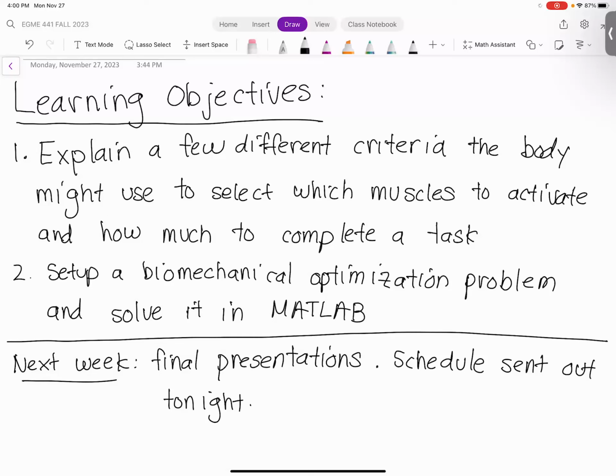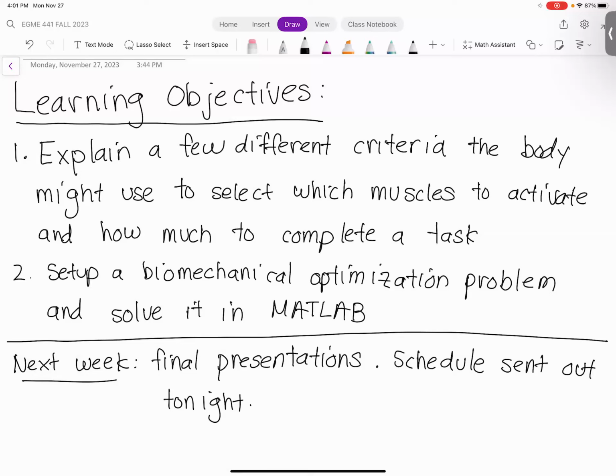We are in the very late stages of the class, and I have one more topic that I want to go over, which is muscle force optimization. That's all I have planned for this week. I have one example that we're going to do today, and one example on Wednesday, and then that's going to be it. Then next week is all final presentations.